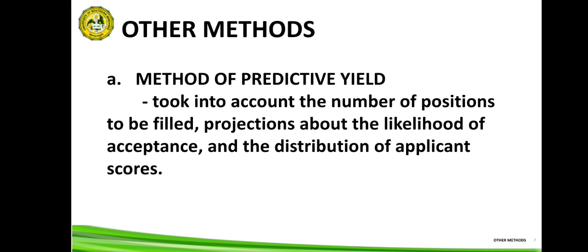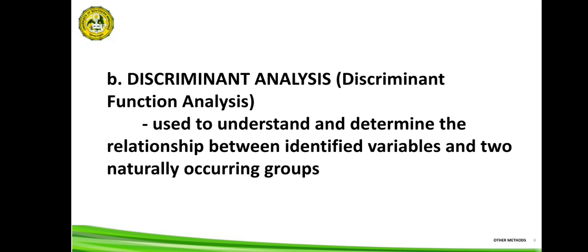So, this is presented by R.L. Thorndike in 1949 in his book, Personal Psychology. So, this method takes into account the number of positions to be filled, projections about the likelihood of acceptance, and the distribution of applicant scores. Another method is the discriminant analysis or the discriminant function analysis.